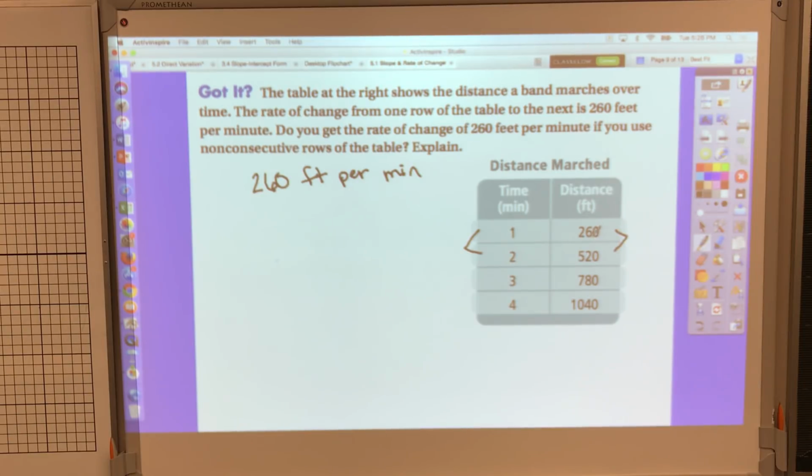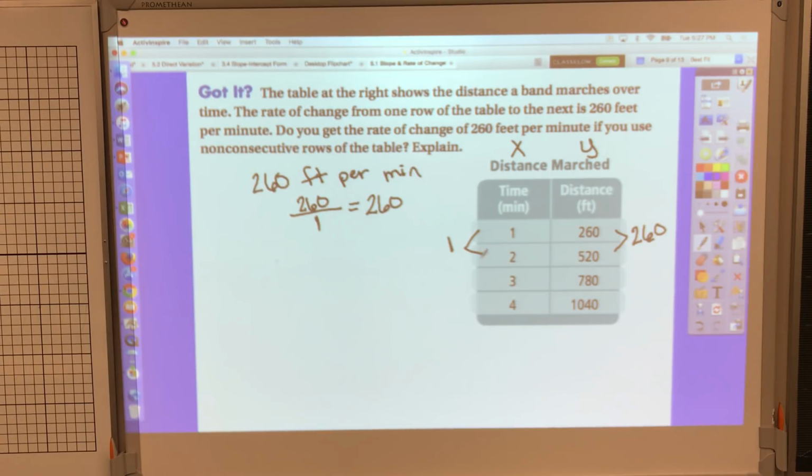From 260 to 520 is a change of 260 over 1. And this one, the time is 1. So that 260 was found by taking 260, the change in the dependent, your y, over your change in your independent, x, which we got to be 1, which simplifies to 260. Remember, tables are x and y. So what they're asking me is, do you get the same rate of change of 260 feet per minute if you use non-consecutive rows of the table?